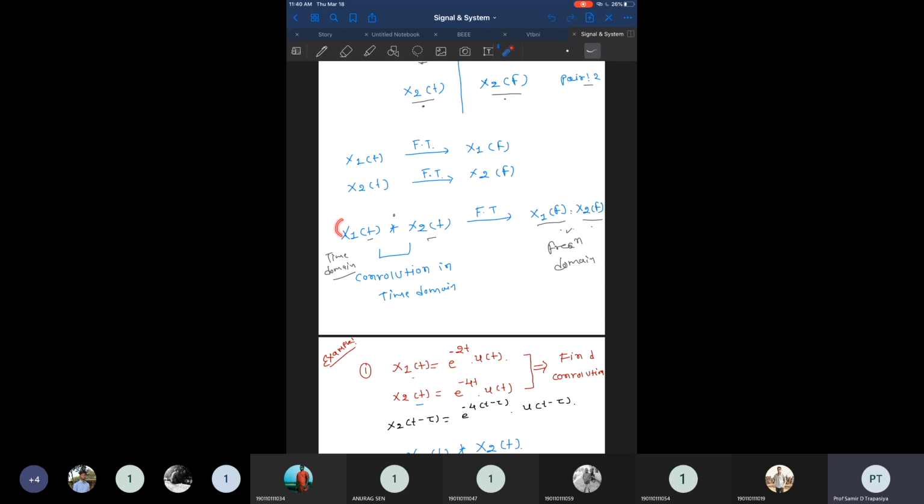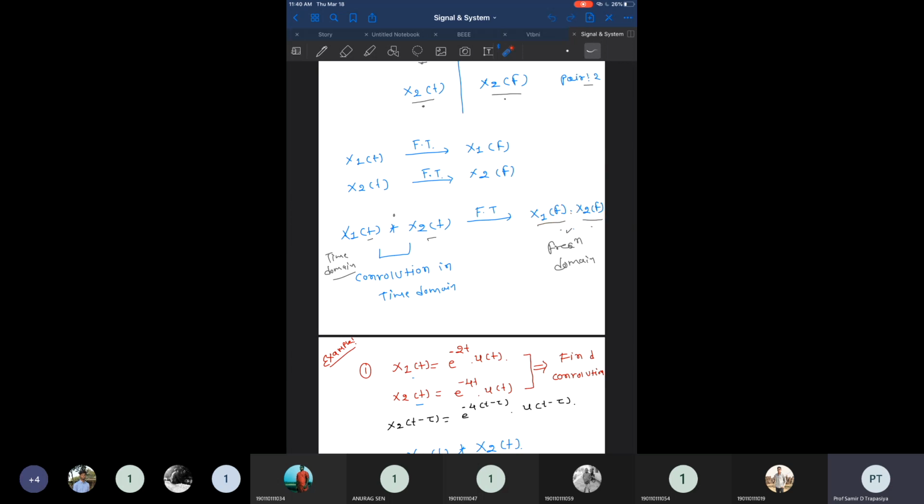Then if we apply the convolution operation in the time domain, it is equivalent to the multiplication of the respective frequency domain versions of the signal. So if x1 of t is convolved with x2 of t in the time domain, it is equivalent to the multiplication of x1 of f and x2 of f, where x1 of f is the Fourier transform of x1 of t and x2 of f is the Fourier transform of the signal x2 of t.